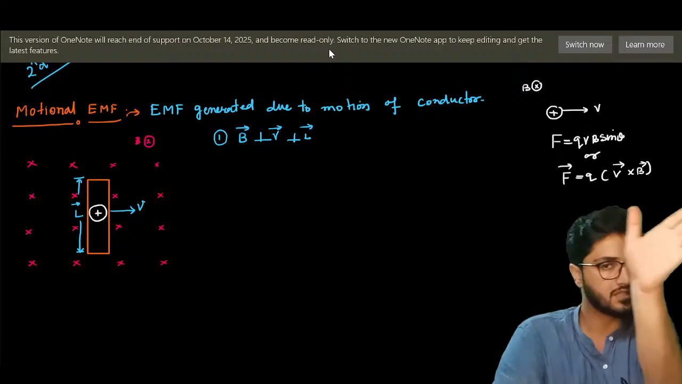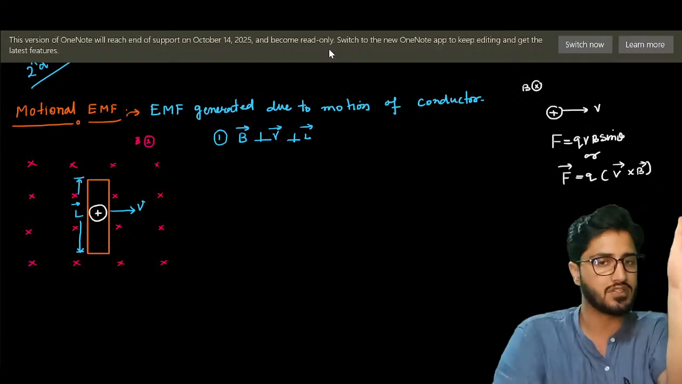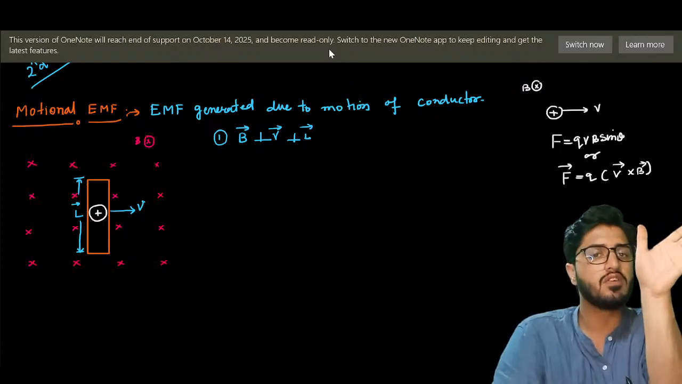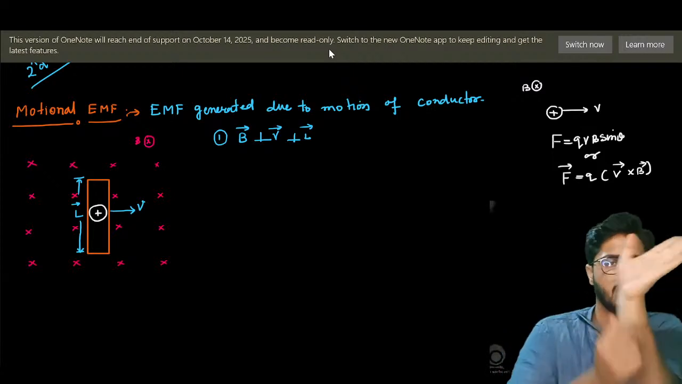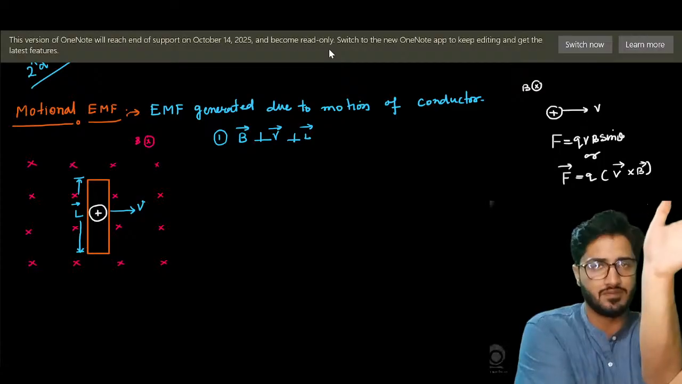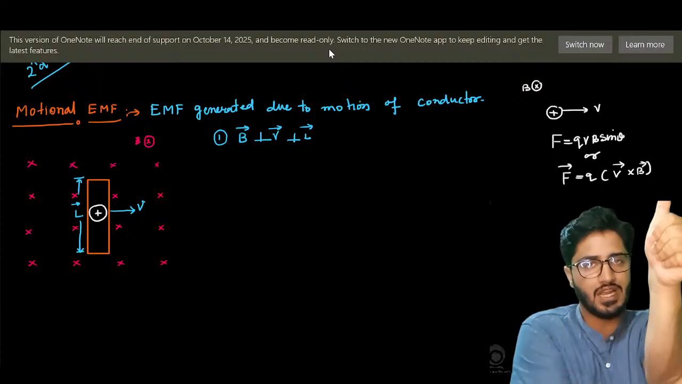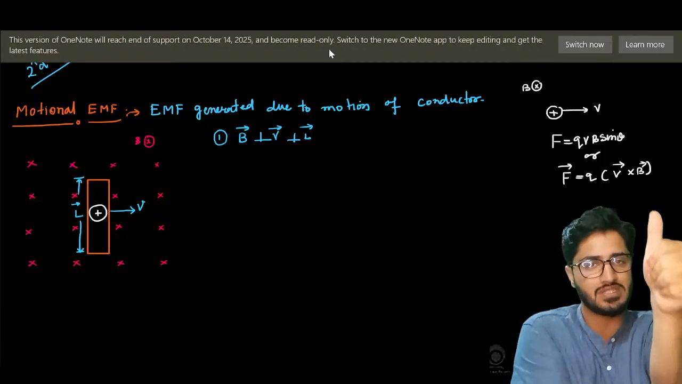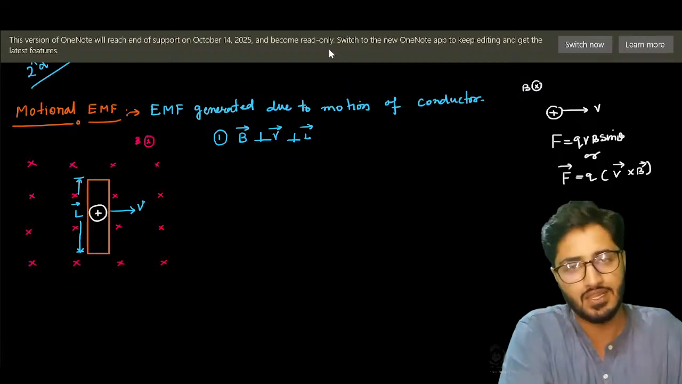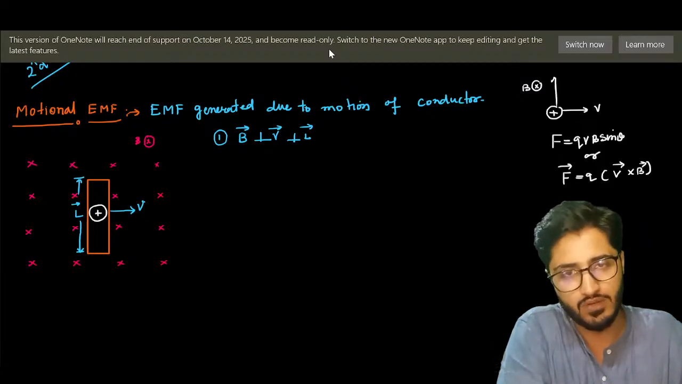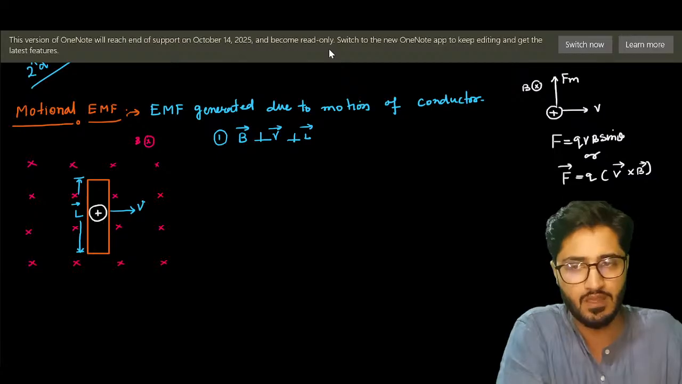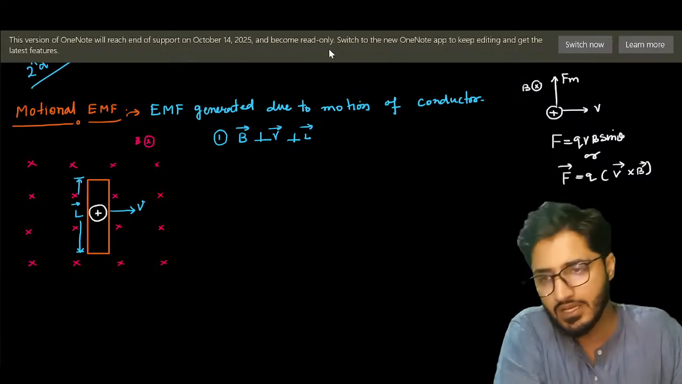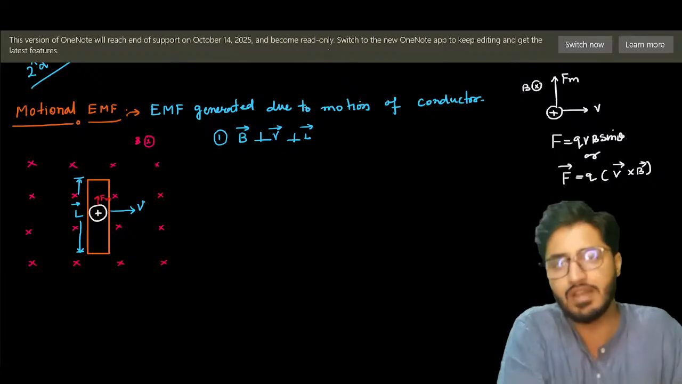So you can take your right hand towards V. V is in the rightward direction. Now curl your fingers in the direction of B. Your thumb is then upward. So you can write here that my magnetic force is upwards, Fm. Now what will happen due to this?